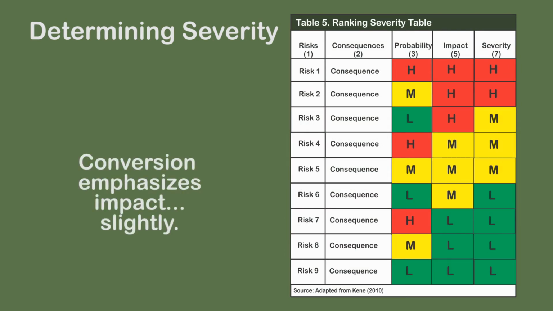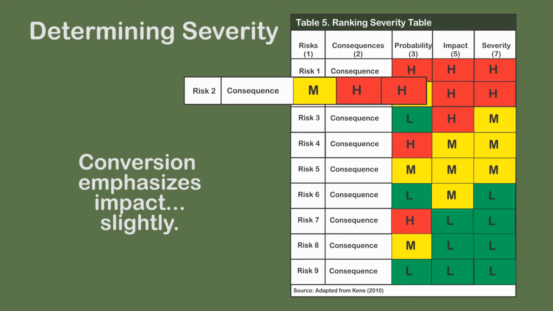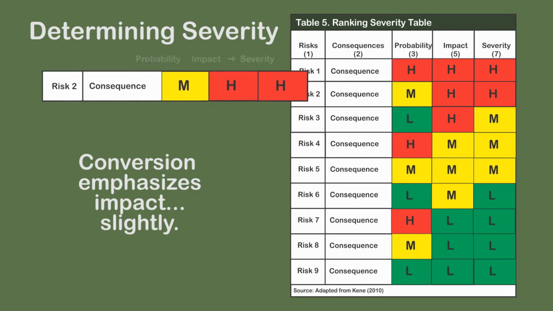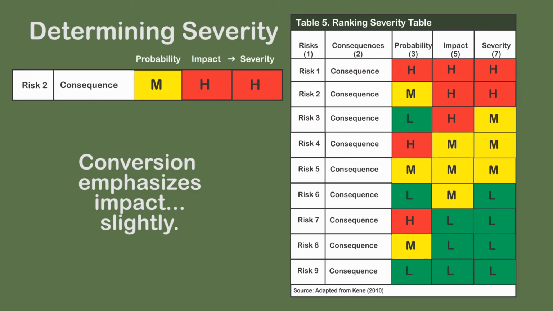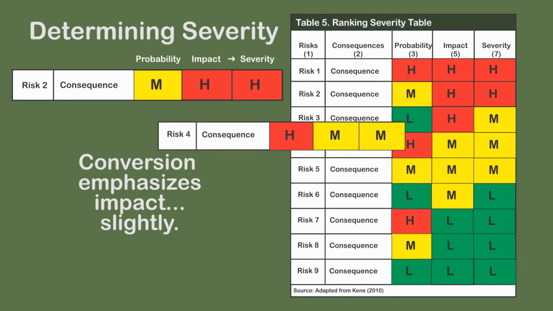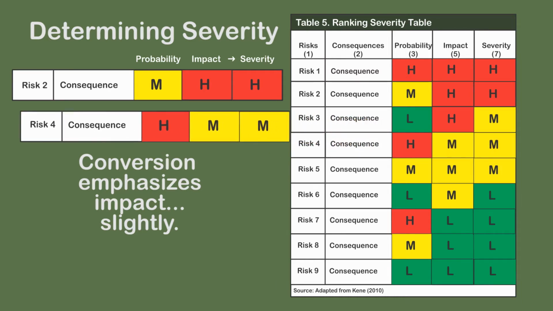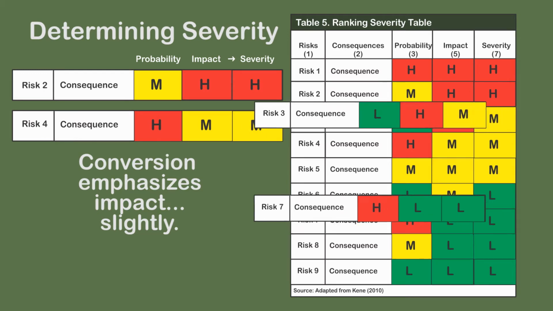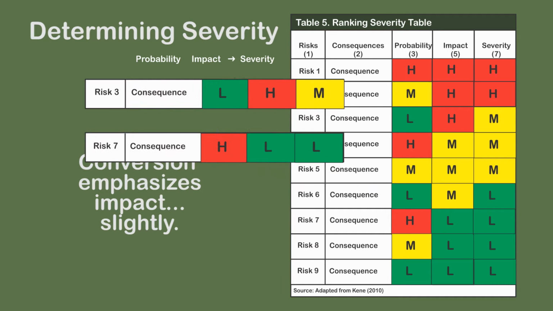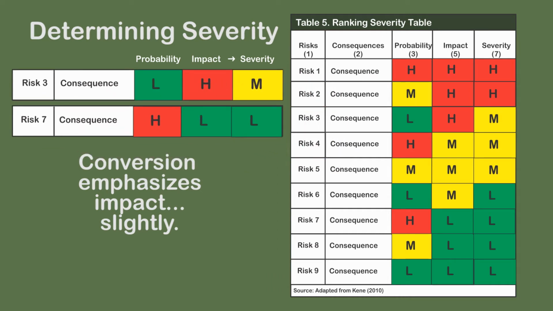Examination of the table reveals that there is a slight emphasis on impact over probability. For risk 2, a high impact and medium probability results in a high severity. In contrast, for risk 4, a high probability and medium impact results in a medium severity. The same is true when comparing risk 3 with risk 7.